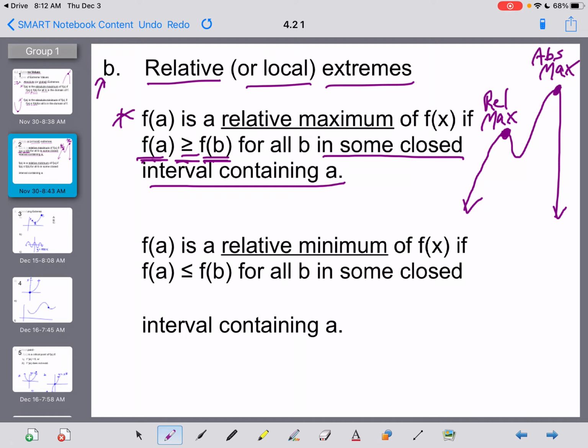So if your absolute max up here was more like Mount Everest, this one right here, a relative max, might be something like Mount McKinley in Alaska. And if I'm not mistaken, Mount McKinley is the highest point in the U.S. So it's not the highest point on the entire globe, everybody, but you're still pretty darn high up right there, and you're higher than everywhere else immediately around you.